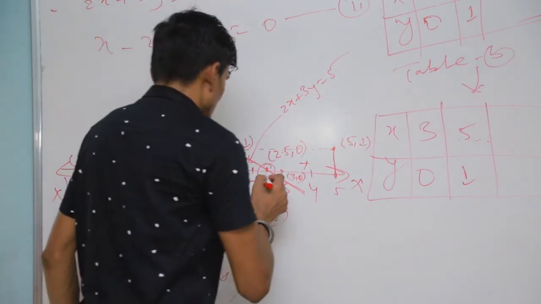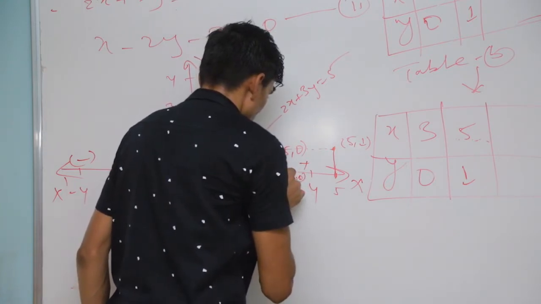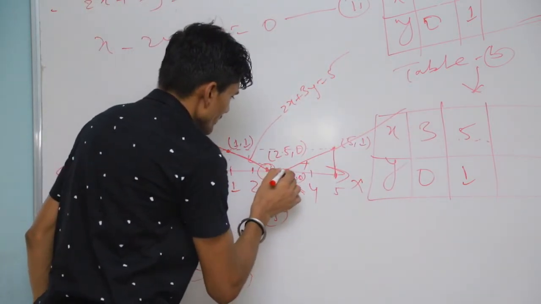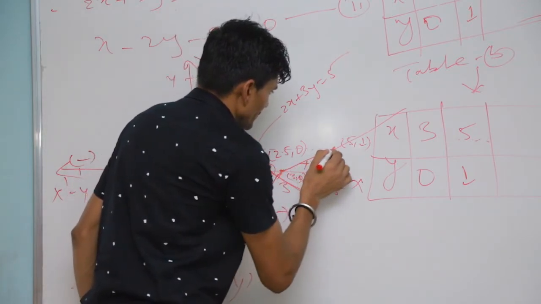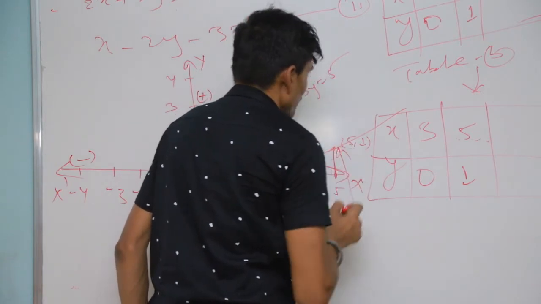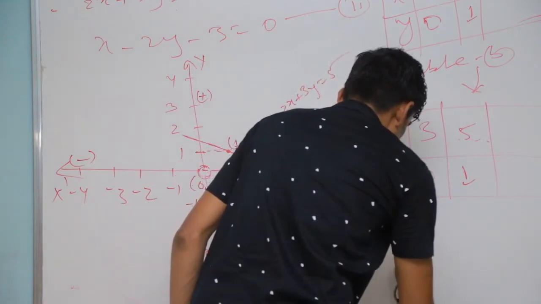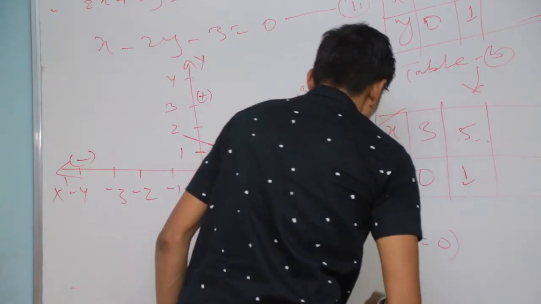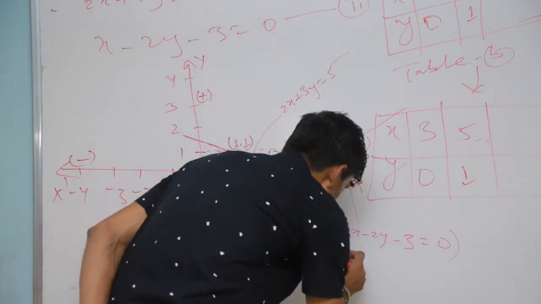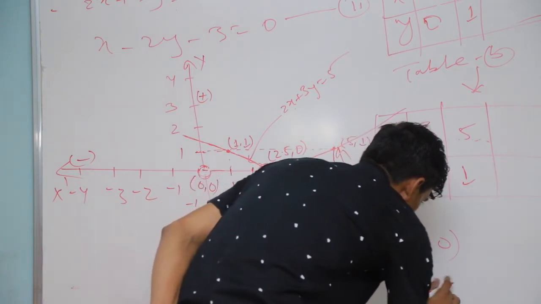Now we have to join these coordinate points, and we will get the curve like that. This is the equation x - 2y - 3 = 0, and this is the equation 2x + 3y = 5. Or you can write x - 2y = 3. Both are the same.